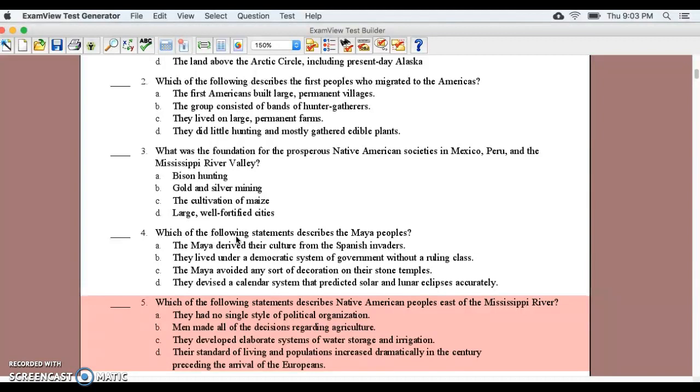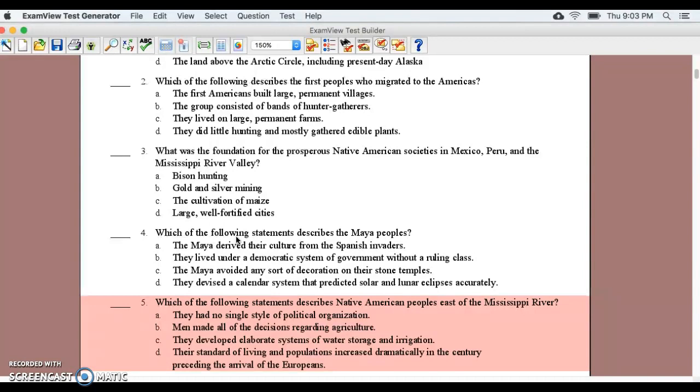Which of the following statements describes Native American people east of the Mississippi River? And again, same thing with the other one. What we're looking at is regions of people and what they were doing. Which region developed roads, right? Like we talked about the Anasazi and roads and interconnected networks of trade and things of that nature. Which group developed political organizations? The Iroquois Confederacy in the Northeast, right? Regions and big ideas about those groups.